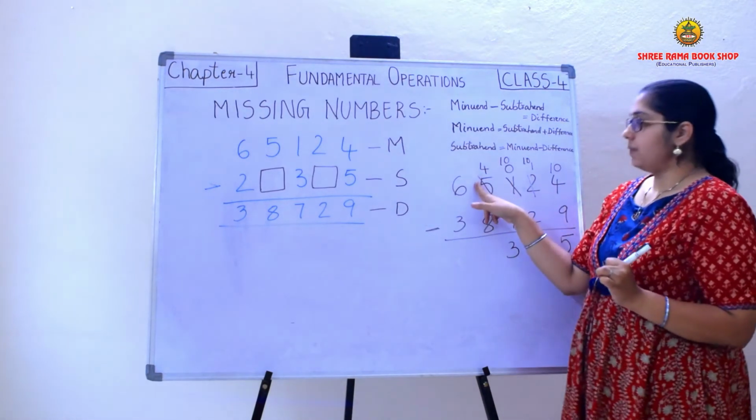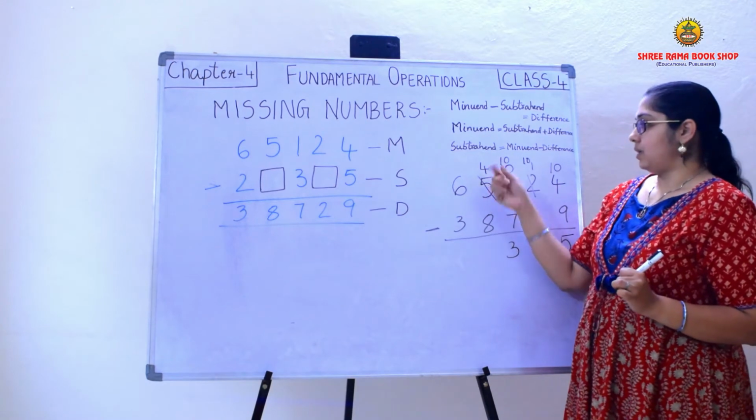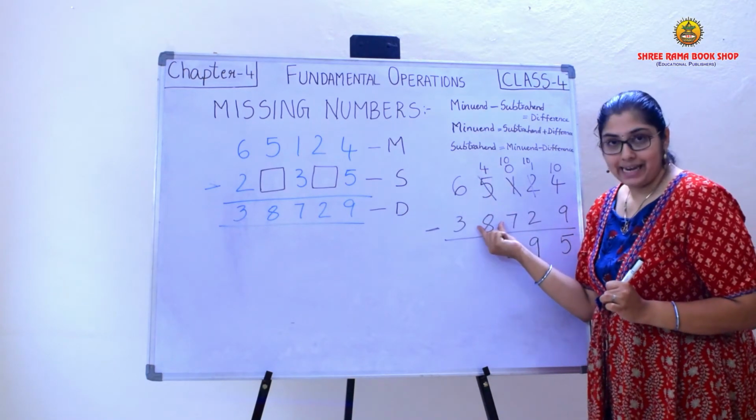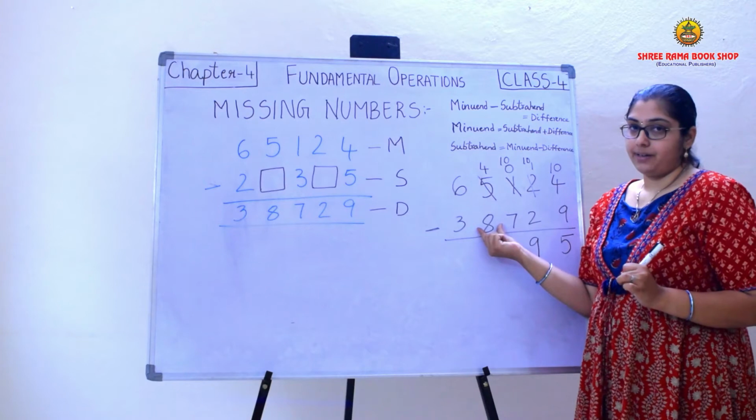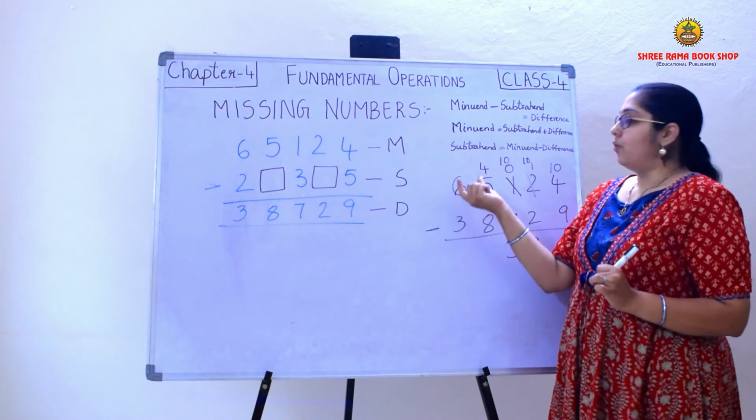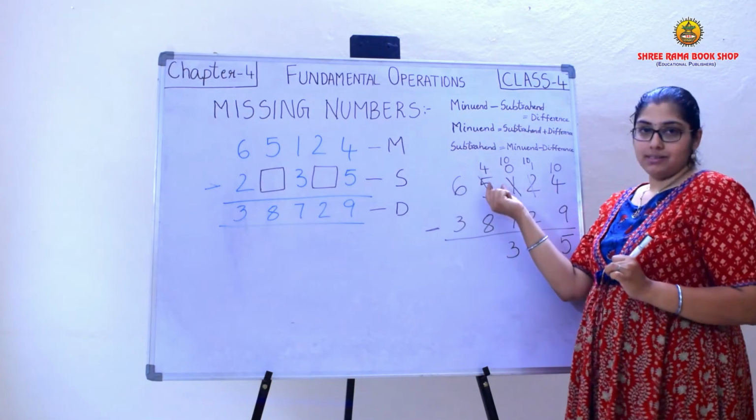Now, coming to the thousands column. In thousands column, I have 4 minus 8. As 8 is a greater number, I need to borrow 1 ten-thousand to the thousands column.